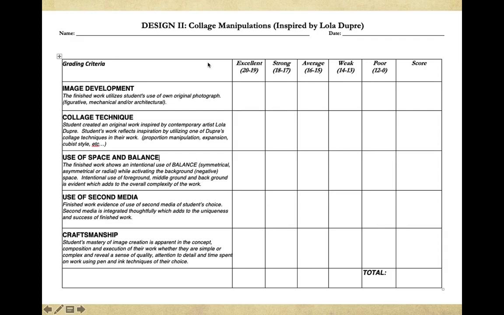This is what the rubric for this larger assignment that we're going to spend a couple weeks looks like. So image development, 20 out of the 100 points are just based on using and taking your own photo, using a collage technique inspired by the artist Lola Dupre, again using good space and a good sense of balance, use of that second media. That second media could be a lot of different things. I think a lot as a painter. I love paint, so if you have paint at home, that could potentially work.